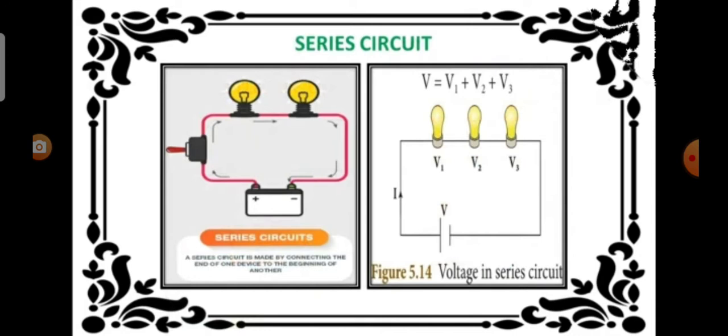Consider three bulbs connected in series. Let I be the current through the circuit and V1, V2, V3 be the voltage across each bulb. The supply voltage V is the total of the individual voltage drops across the resistances. V equals V1 plus V2 plus V3.